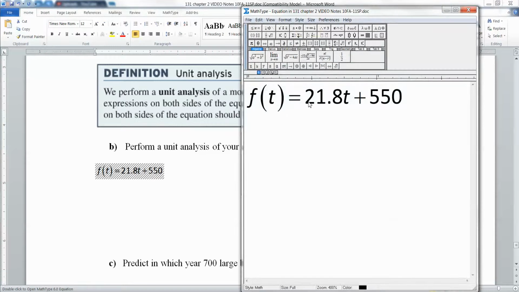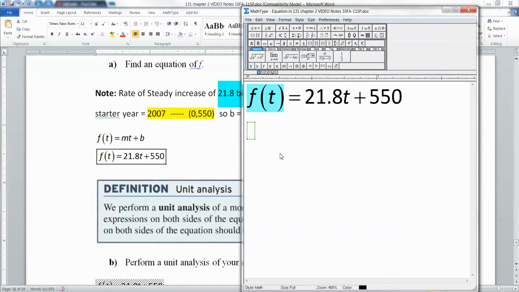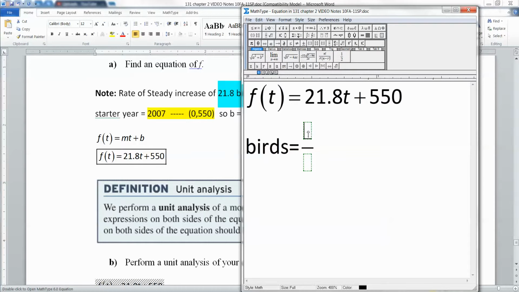Okay, so let's think. The unit for the 21.8. Well, first of all, what's the unit for the y? Let's start with that. The y value is going to be the number of large birds, right? Let f of t be the number of large birds. So this y unit is birds. Now the unit on the 21.8 was birds per year. We wrote it right there, 21.8 birds per year.